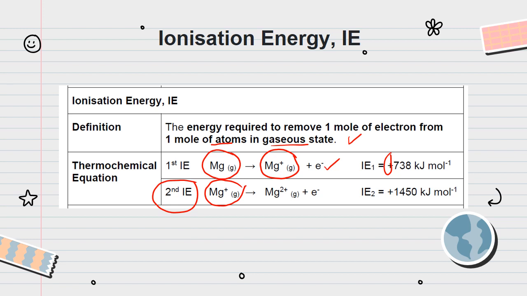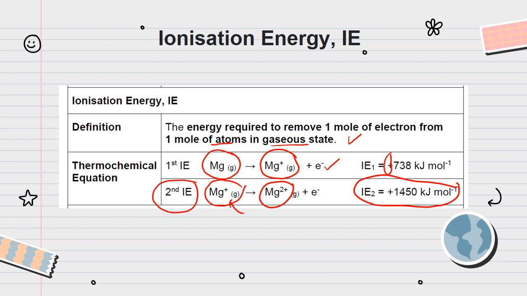The gaseous ion formed from the first IE, we take and remove another electron from this Mg plus gas. So it means now the total electrons removed is 2. That's why it becomes Mg2 plus. We remove another electron from here, so we get Mg2 plus gas. As you can see, the second IE value is usually higher compared to the first IE.